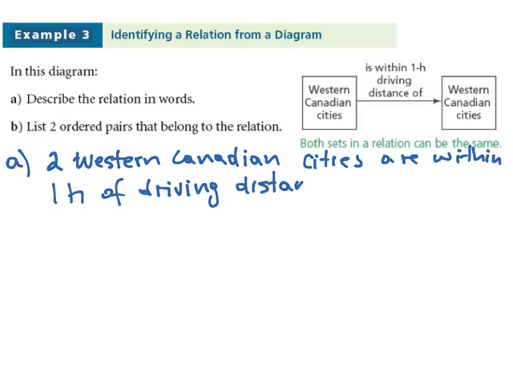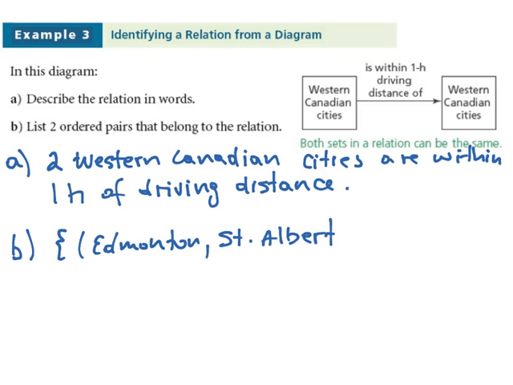Now for part B, we need to list a couple of ordered pairs that show that these are two cities within driving distance. And you may look at this map, or you may have some personal experience with this question. Since we live in Edmonton, and St. Albert is within a 1 hour drive from Edmonton, we know that the first city is Edmonton, and the other city that is within 1 hour driving from Edmonton is St. Albert. That's one example. Edmonton and St. Albert are also considered western cities because they're in Alberta, and Alberta is a western province.